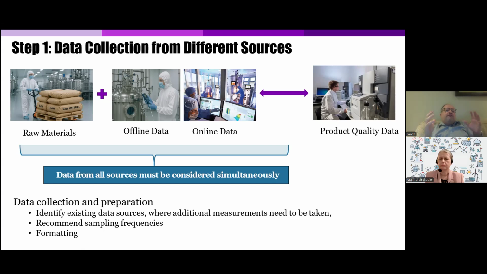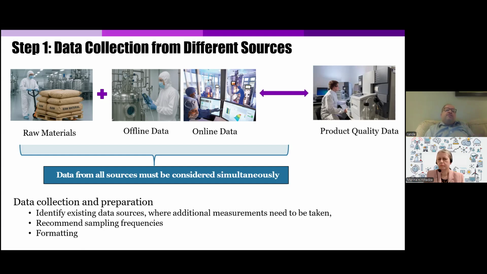So here we have measurements collected for raw materials. We have offline data, online data, and inline data. And also we have product quality data. How can we put the data from those sources into a suitable format for analysis?